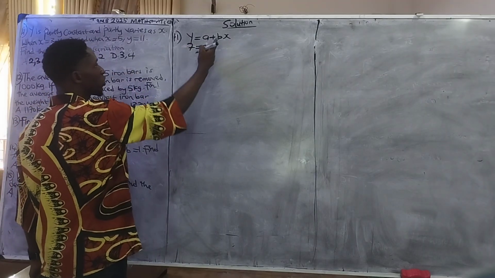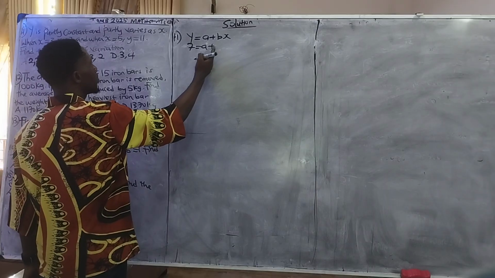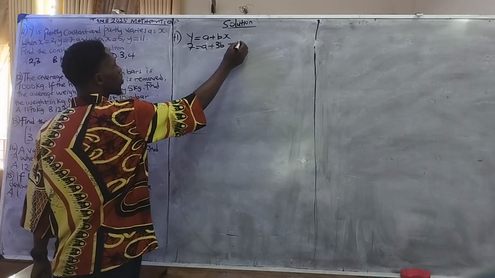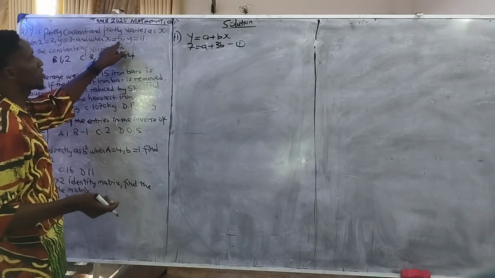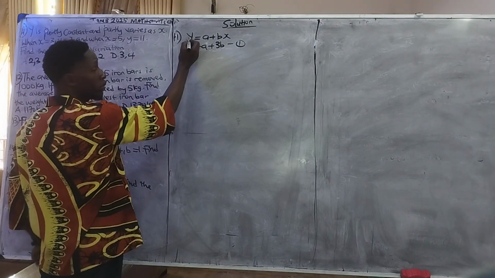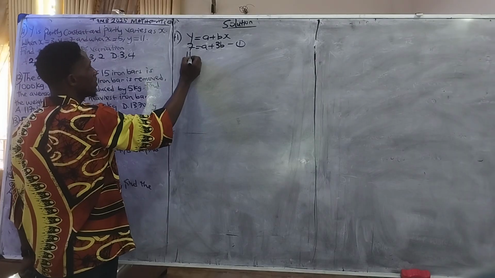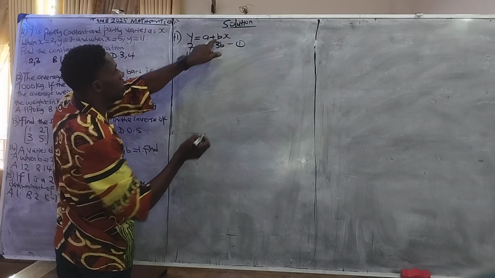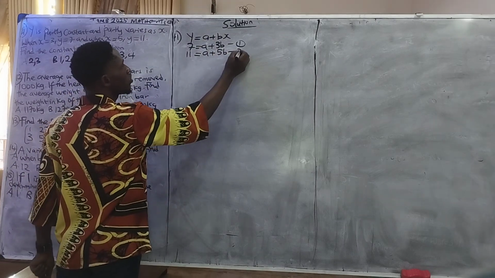So we are going to look for the constants A and B. We have 7 equals A plus x, which is 3, times b, so 3b. This is equation 1. When x is 5, y is 11. Remember y started here, so we have 11 equals A plus x, which is 5, times b, which is 5b. Equation 2.